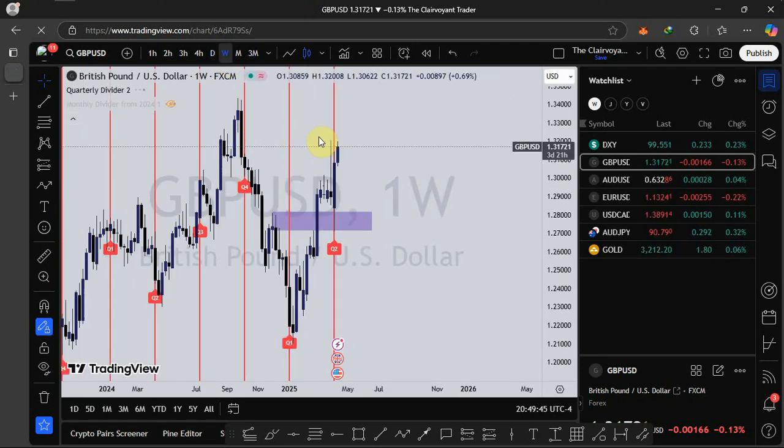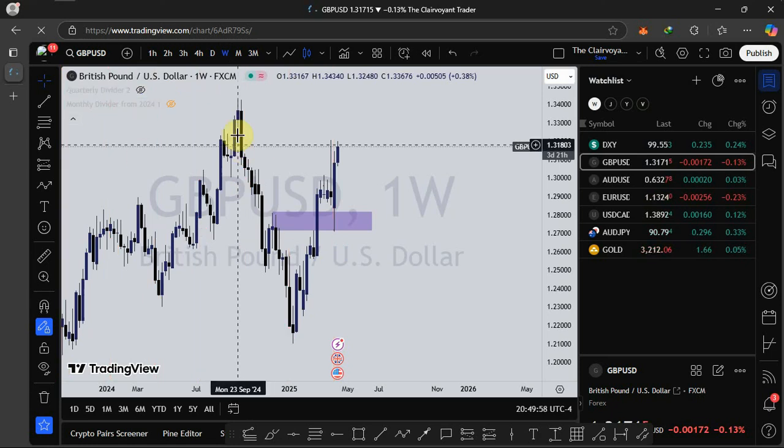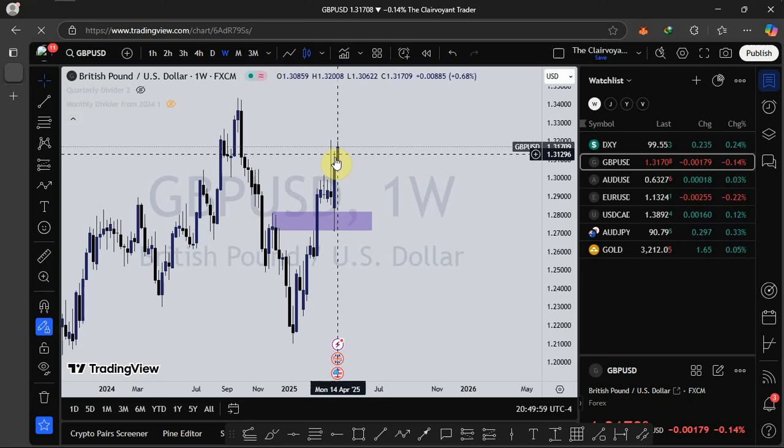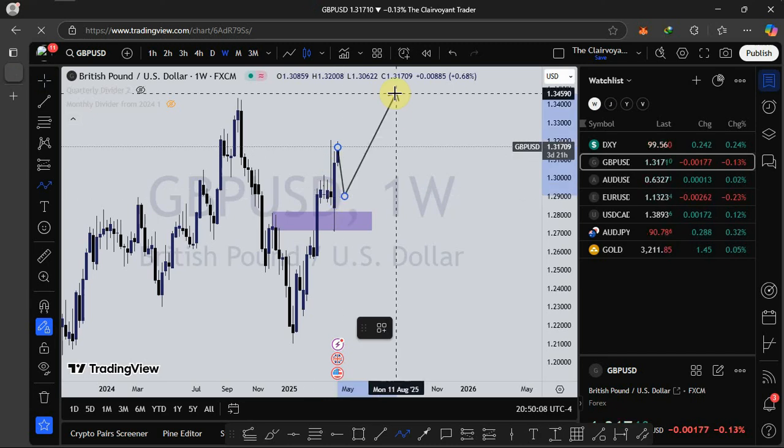So we filled up this fair value gap. There's a fair value gap here. Let me deactivate my weekly divider and my quarterly divider for you to see. So price has taken out this fair value gap. My next expectation is for price to push right into the zone right here. Then we see a continuation to the upside.